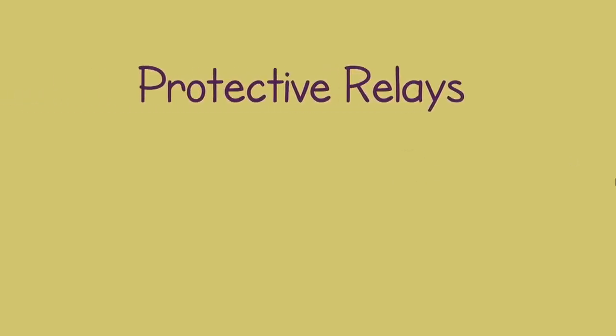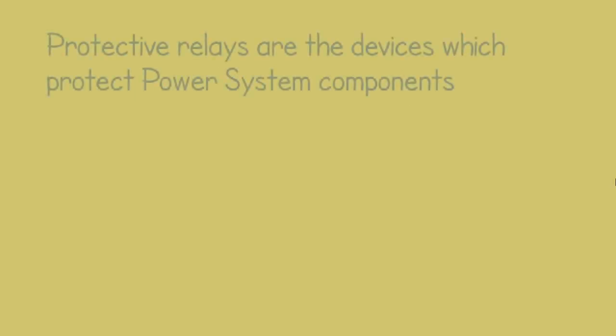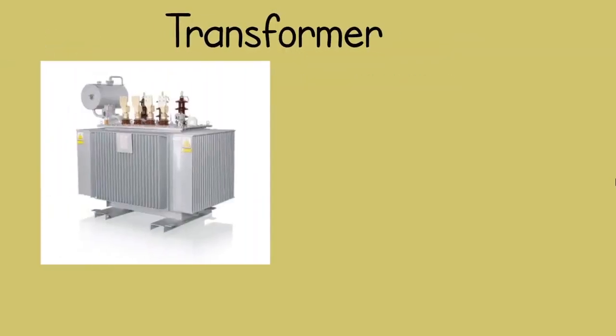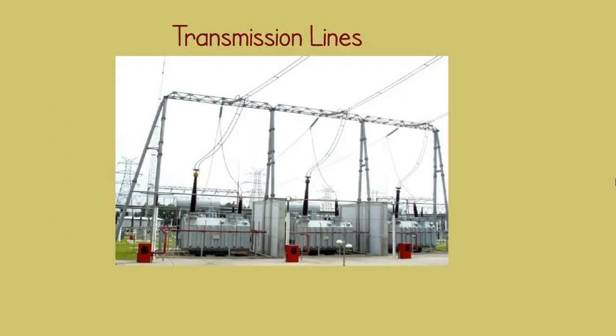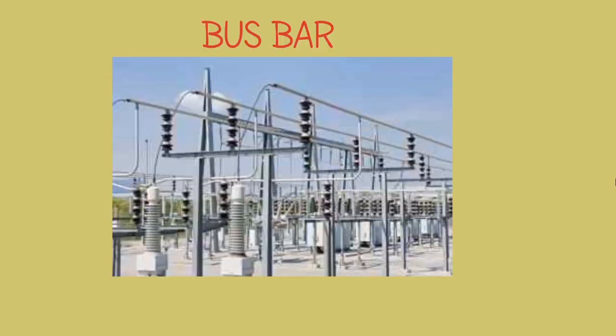Protective relays. Protective relays are the devices which protect power system components like transformers, which are used to step up and step down the voltages to various levels, transmission lines, which are used to transfer power from one point to another point, and bus bars, which are used to distribute the power among various components of the system.